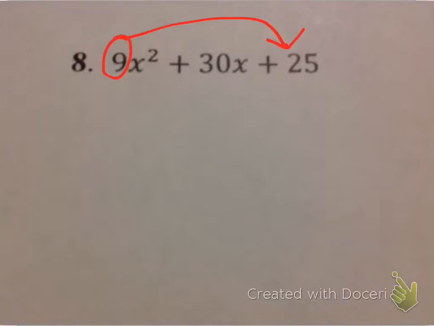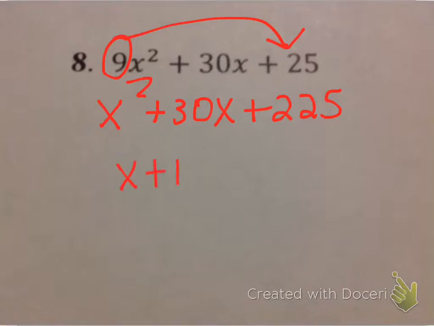So we have to multiply the 9 to the end. So I have x squared plus 30x plus 225. Now this would be great if you used your calculator and you look for the factors, then the factors that work for this are 15 times 15. 15 times 15 is 225, 15 plus 15 is 30.